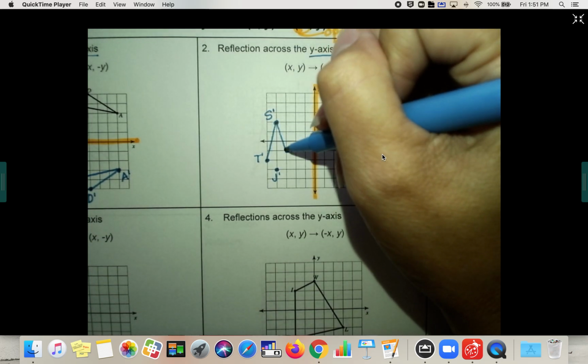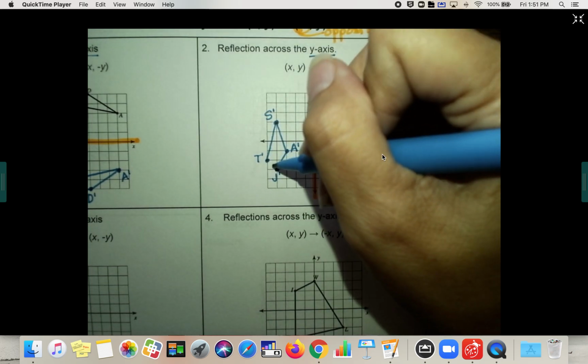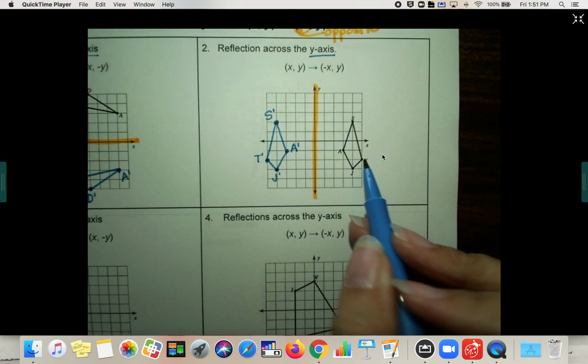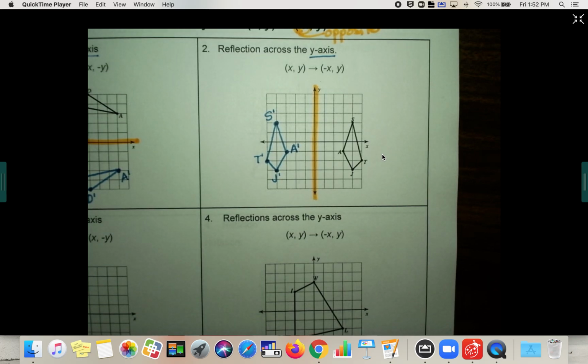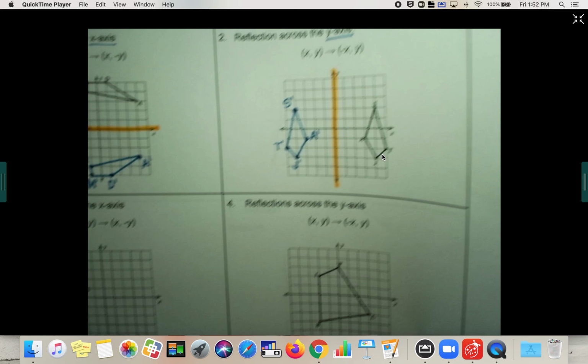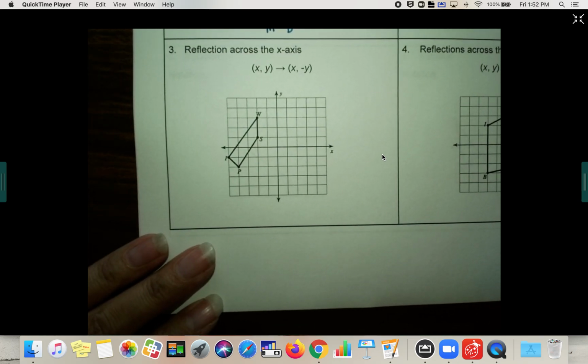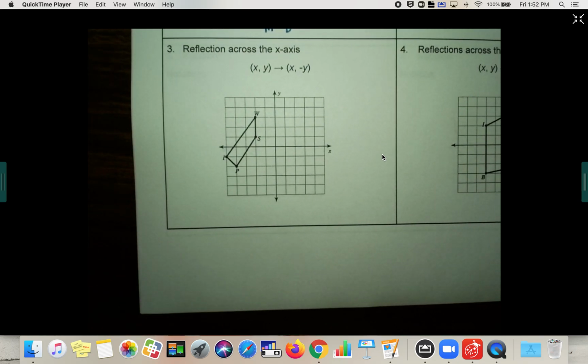This is another weird shape. So it's okay if your lines aren't perfectly straight. You should be able to tell that you did it right based on the fact that it should have flipped completely over. Looks good. Okay, number 3 is back to a reflection across the x-axis again.